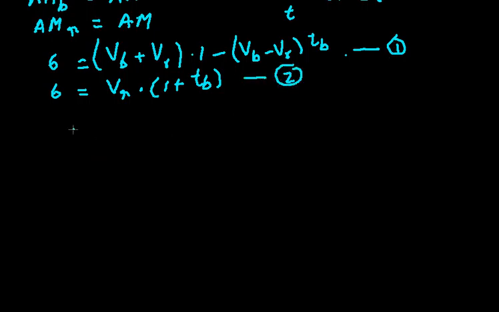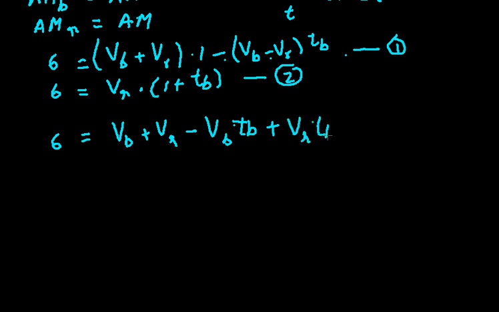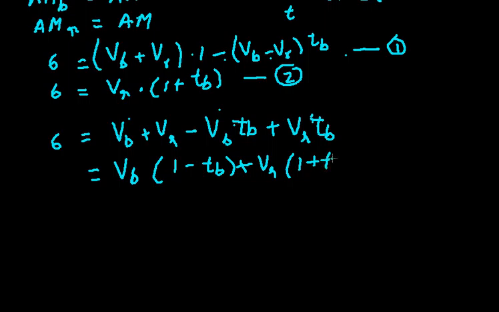Let us simplify equation 1. Okay, this would be 6 is equal to VB into, let's open this, let's distribute them. So VB plus VR minus VB into TB, then this becomes a plus, that's because minus and minus, so VB plus VR into TB. So this can further be simplified to VB into 1 minus TB, bringing this VB here, plus VR into 1 plus TB.